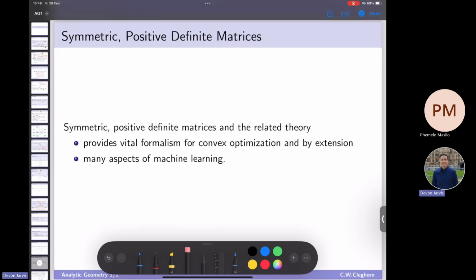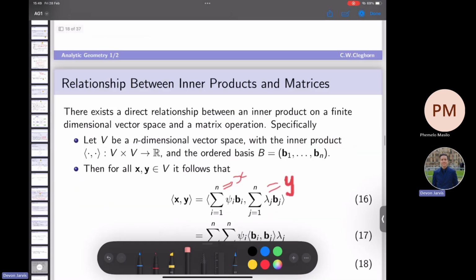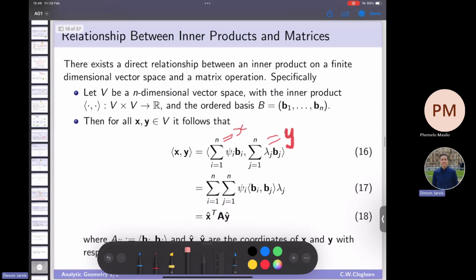Symmetric positive definite matrices and the related theory provide vital formulations for convex optimization and by extension many aspects of machine learning. The last chapter of this class is on continuous optimization, and so we'll come to see how it gets used. But mainly the whole point is that in machine learning, what we care about is distances. The most common one is how far we are away from what the data says. I need some kind of inner product or a way to measure that.